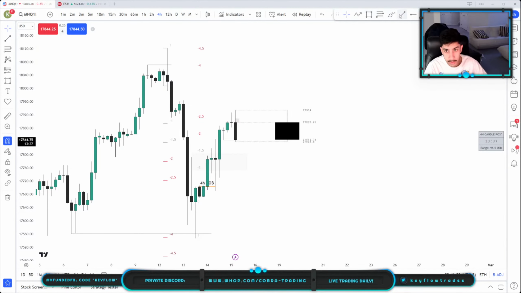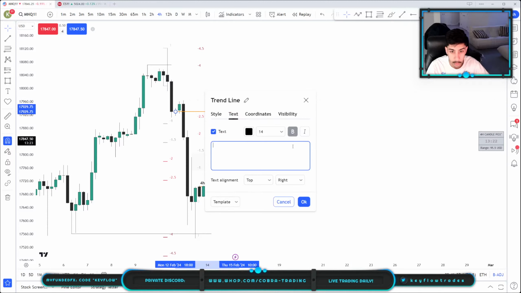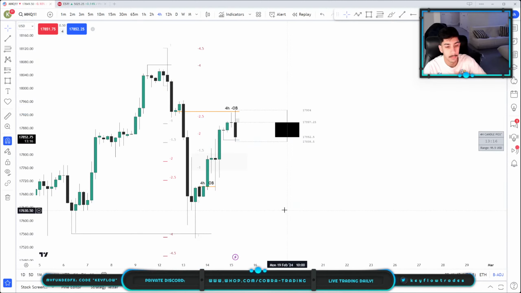We are rejecting this 4 hour. If we do a quick little top down analysis, we're rejecting the 4 hour here from this order block. Same way we bounced yesterday off the bullish order block, we're rejecting off of a bearish order block now. 4 hour negative order block, put that in there. So that's what we're looking at here so far.